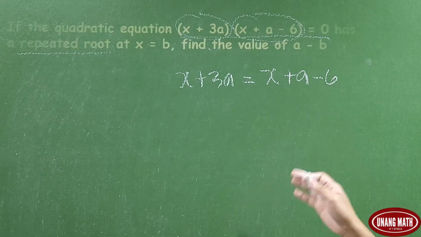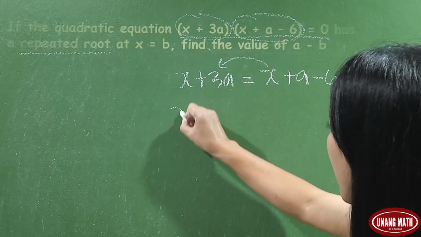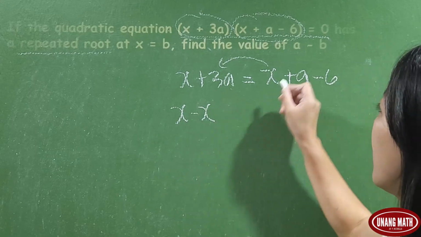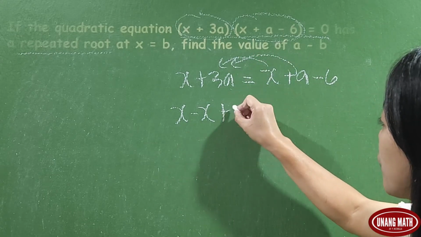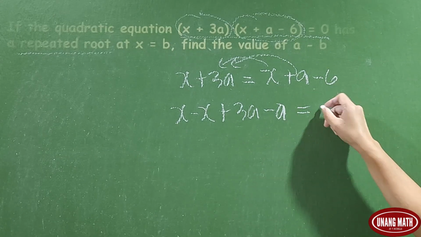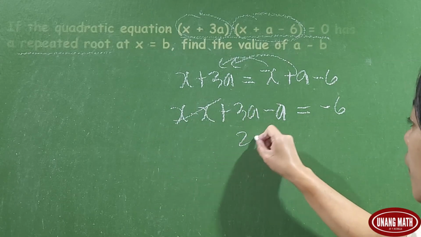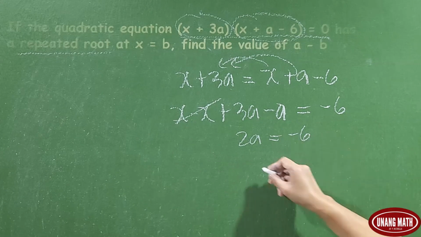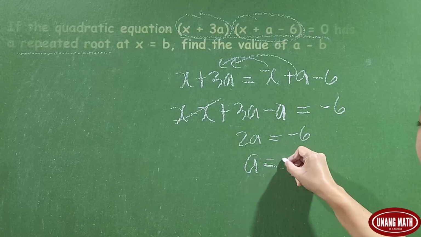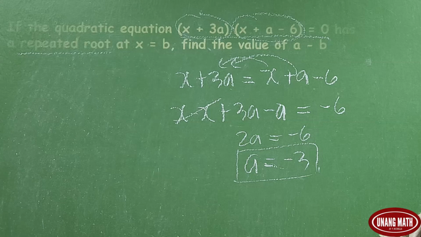Okay, let's find the value of a. Move this to the other side: x minus x cancels. A will be moved to the other side, so plus 3a and minus a is equal to negative 6. So we have 2a is negative 6. So a is negative 3.